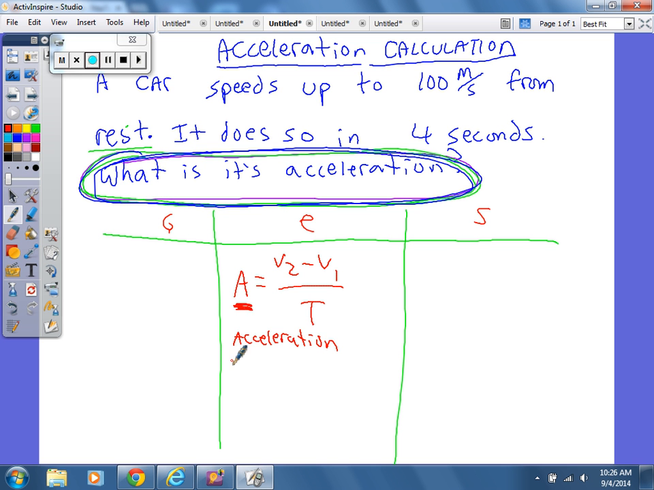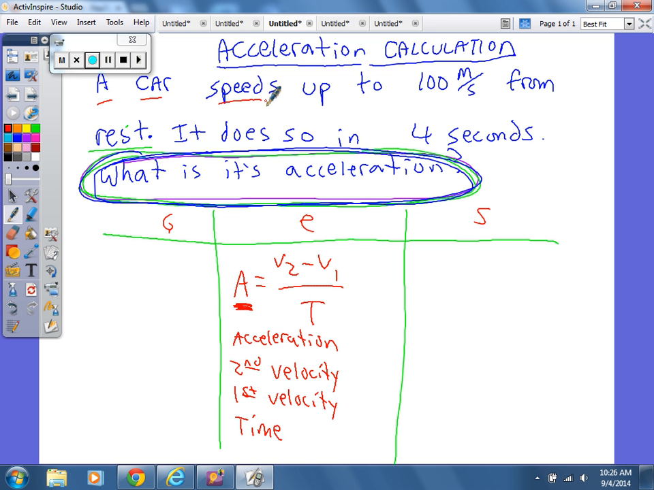where A stands for acceleration, V2 stands for the second velocity in the story, and we're going to talk about that in just a second. V1 stands for the first velocity in the story, and T obviously stands for time. All right? So now as we read this, I want us to focus on the story here.